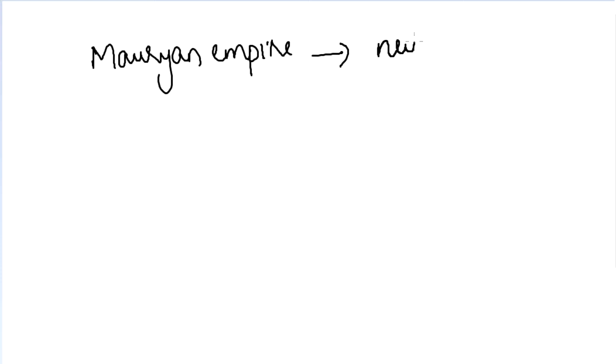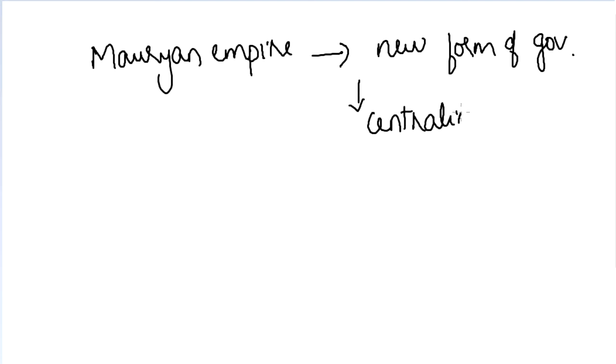Now, the establishment of the Mauryan Empire. In contrast to the earlier smaller kingdoms, it ushered in a new form of government, that is, a centralized empire.